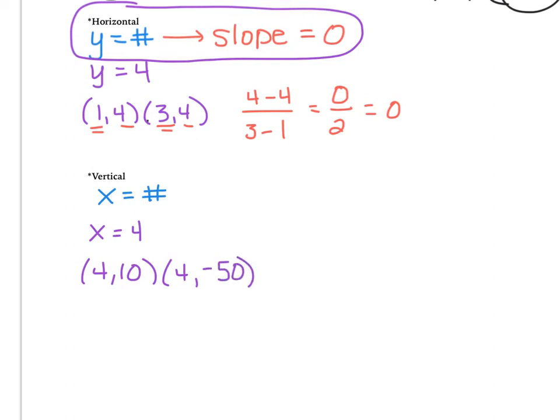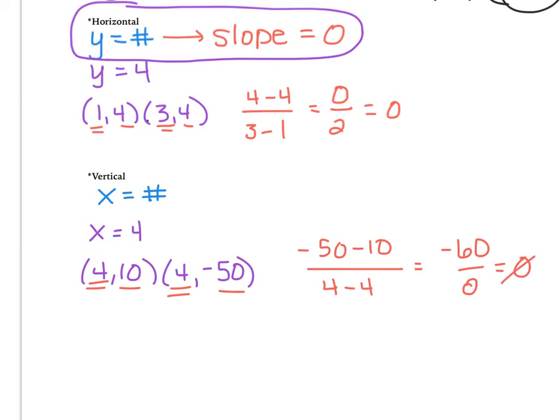Okay? So slope, just like I did before, y2 minus y1, negative 50 minus 10. And again, you're going to see that actually those two numbers don't matter to me at all, because when I do this, on the bottom this time, I'm going to get something over 0. And that is undefined. Okay? So we say that the slope of a vertical line is undefined, which is different than 0. Okay? It's important that you not confuse the two.